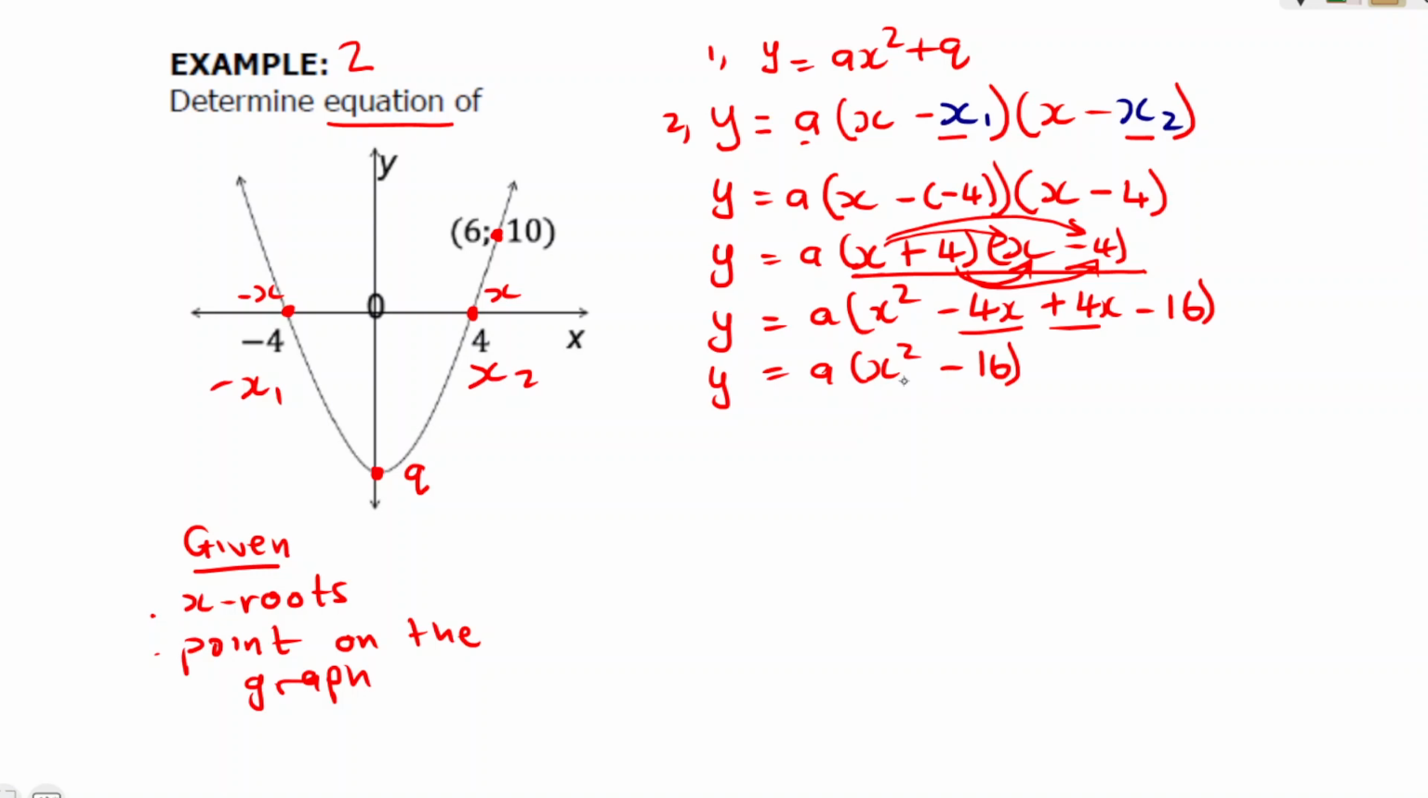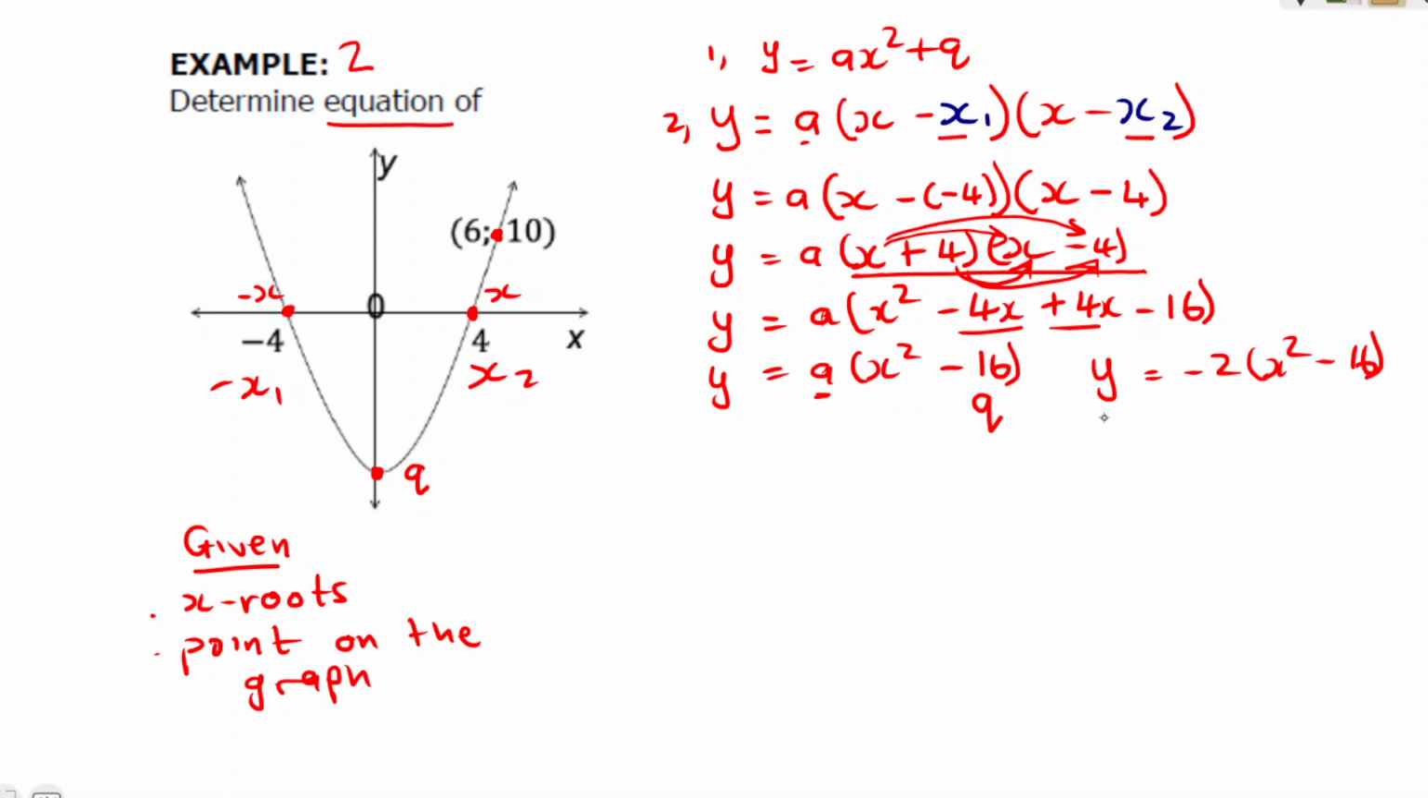Now I need to find a in order for me to complete my equation, because I've already discovered what q is. Q is negative 16. But I cannot say this is negative 16 because I need to know first what a is. Now if a is 1, then I can say q is negative 16. But if a is, let's say, negative 2, I'm just making an example.